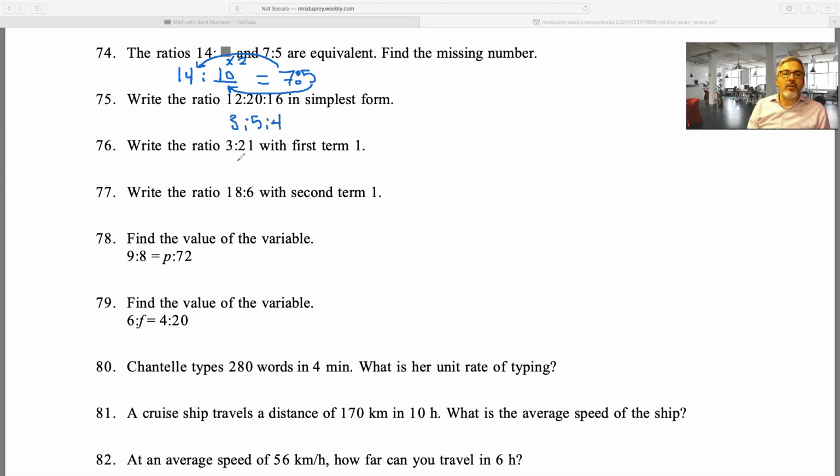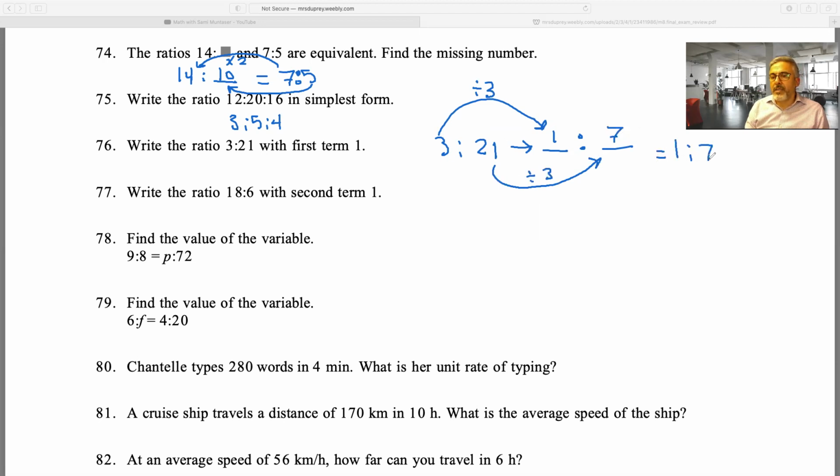Write the ratio 3 to 21 with first term as 1. So 3 to 21 to be 1 to something. So therefore, to go from 3 and get 1, you divide by 3. So you do the same thing to the 21, divided by 3 as well. And you get 7. So that's 1 to 7.